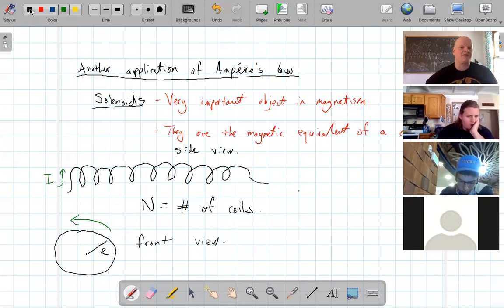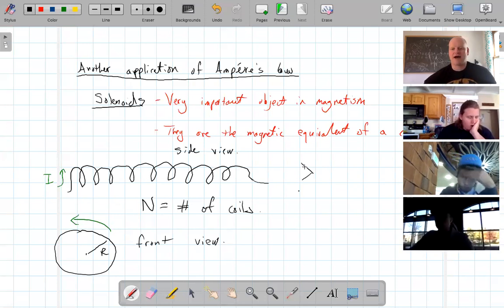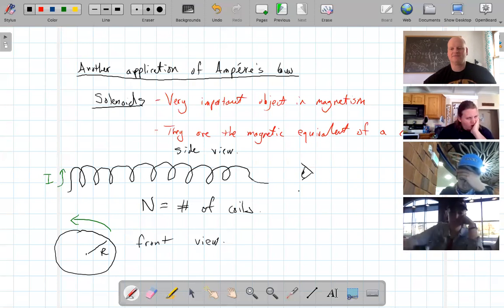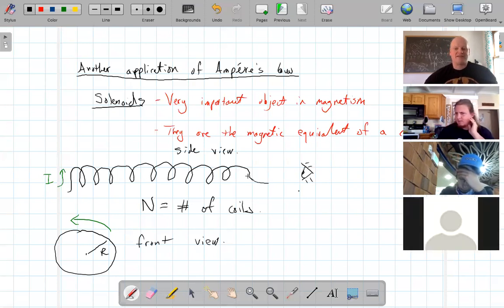So if I was looking at it from the front, let's say my eye is here, and I'm looking at this guy. What I'm seeing here is the cross-sectional area from the front, and the current is going in a counterclockwise direction. Okay. Since we're using Ampere's law, what we want to know is what is the magnetic field of this solenoid as it has currents running through it.